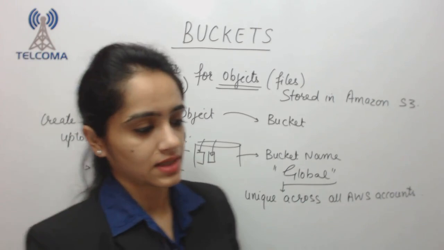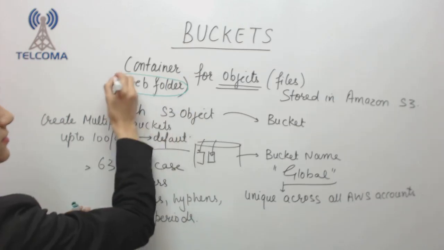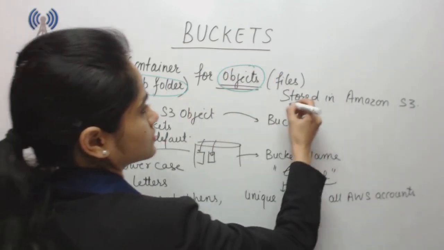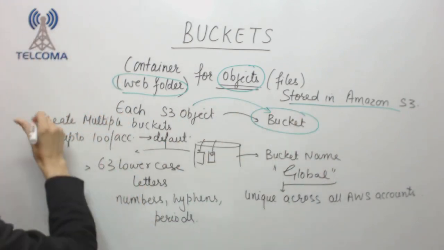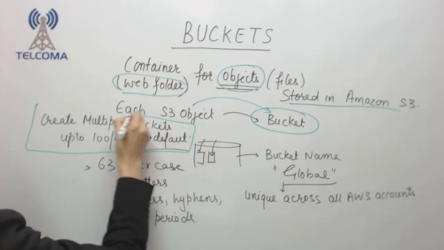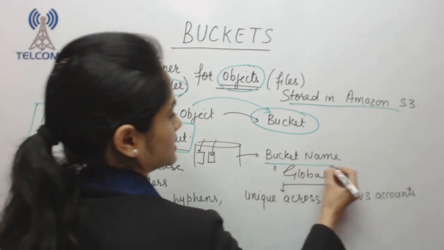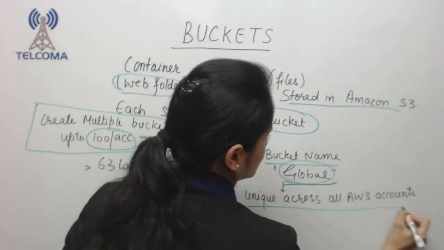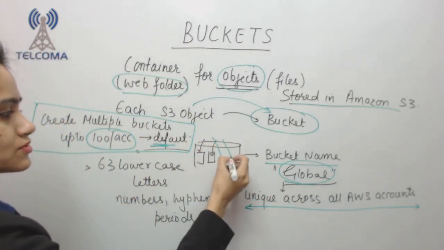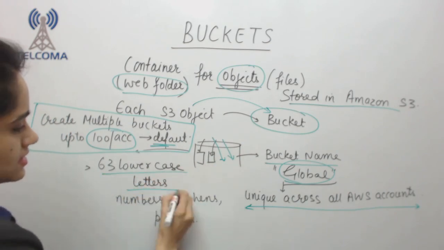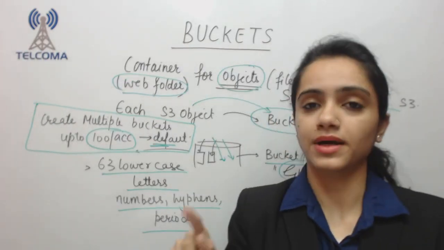Now what to remember in buckets: this is a web folder for objects stored in Amazon S3. Each object is there in a bucket. We can create multiple buckets but per account only 100, which is a default value. Now this bucket name is global and should be unique across all AWS accounts, because in a bucket they have to store their data. Now this is the name, whatever it contains. It could be anything we can define, but a unique name.